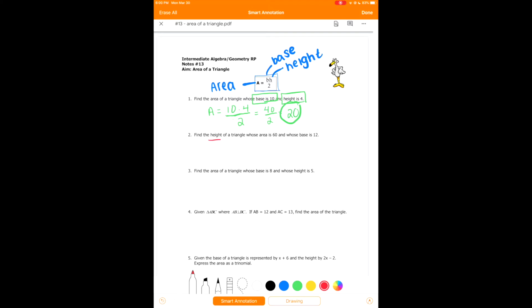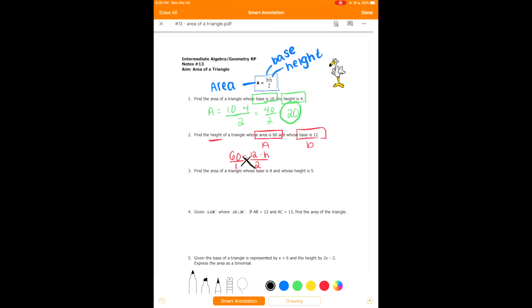Find the height of a triangle whose area is 60. So that means A is 60 and base is 12. So we're going to plug in 60 for A, and then the base is 12. I don't know what my H is. I'm trying to find that. Now, I can solve this one of two ways. The first way I can solve this is I can put 60 over 1, and then I can cross multiply. So that's going to be the easier way.